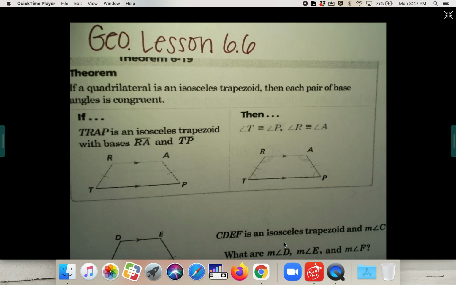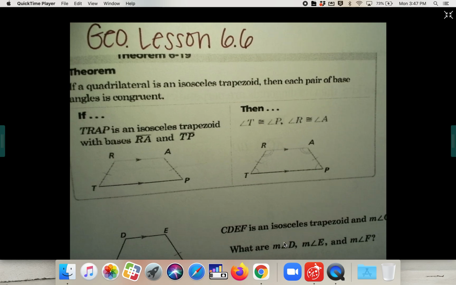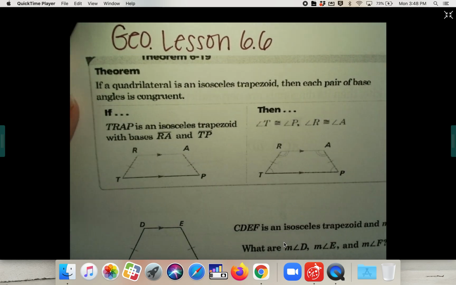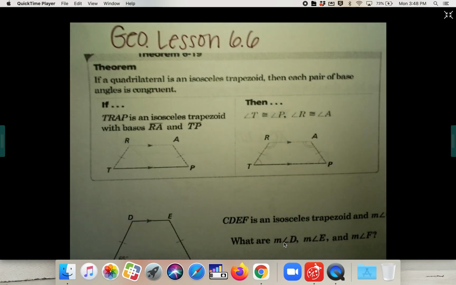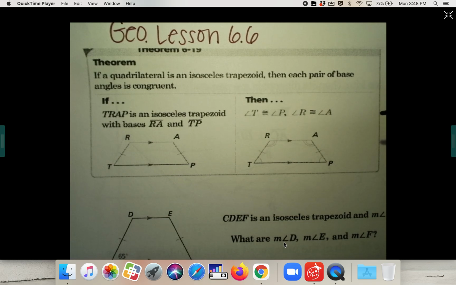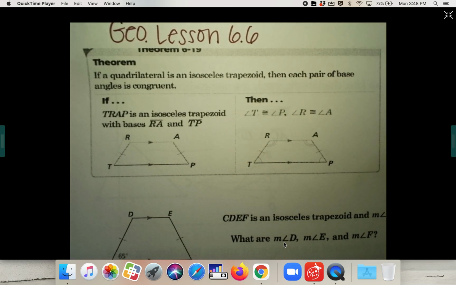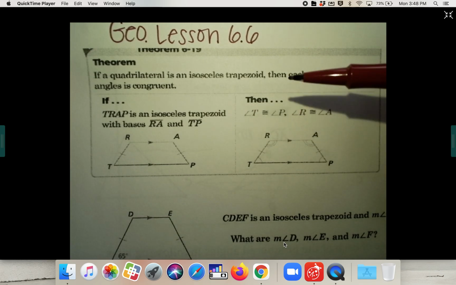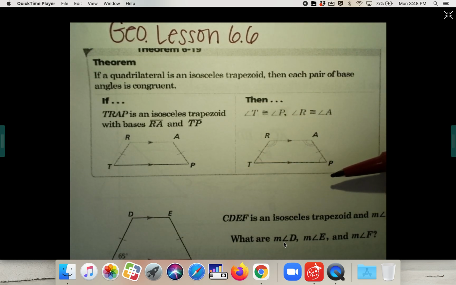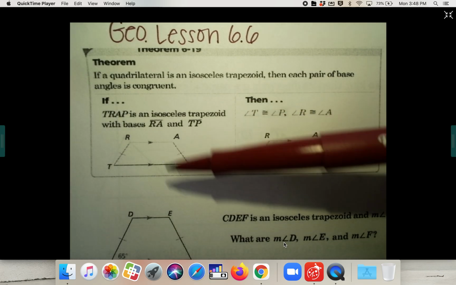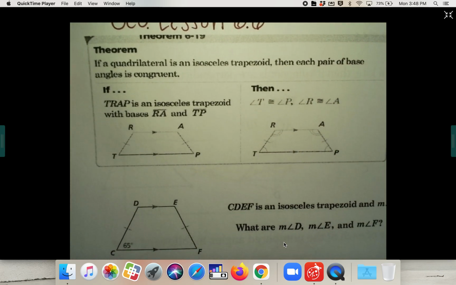All right, our last geometry lesson of chapter 6 is about trapezoids and kites. So we're going to start with trapezoids. There are isosceles trapezoids and there are regular trapezoids. An isosceles trapezoid is what looks like our first picture. It did not copy very dark.